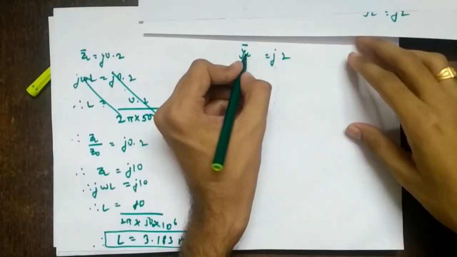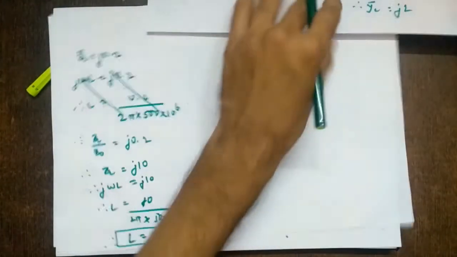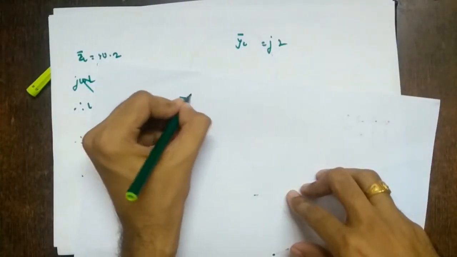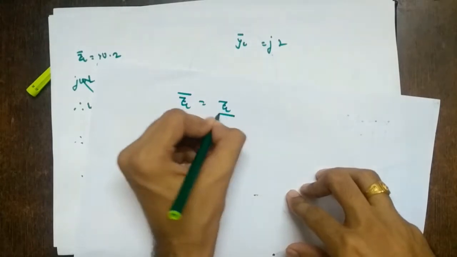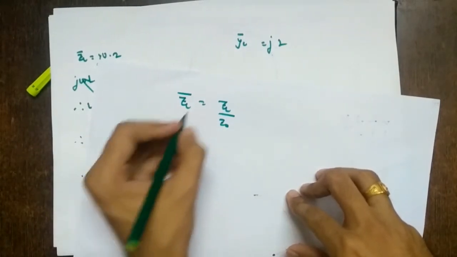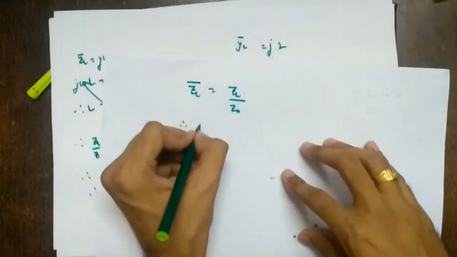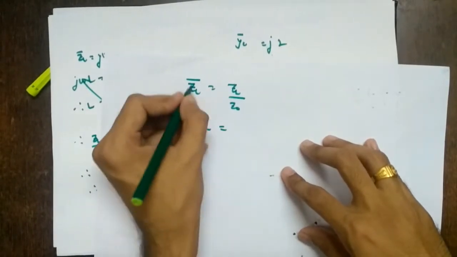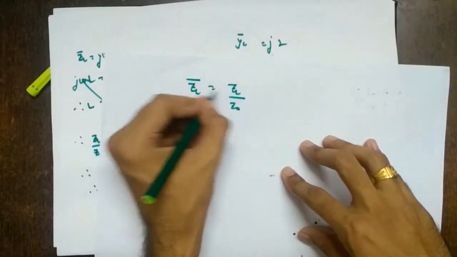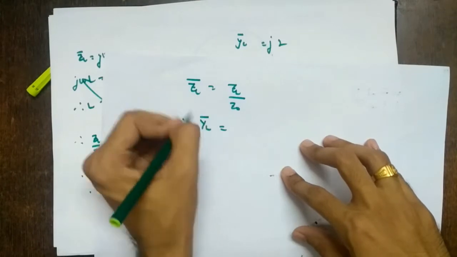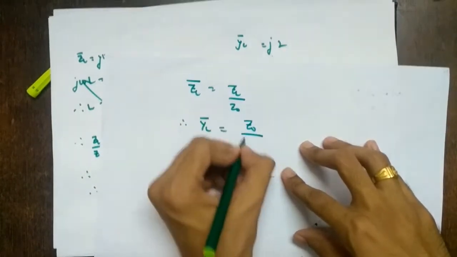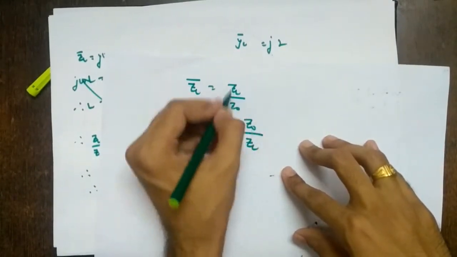So what is YC bar? For that, let's do one thing. If we have ZL bar, what do we write? ZL by Z0. I want YC bar or YL bar in one way. So YL bar will be what? The inverse of this, so I take the inverse on both sides. So 1 by ZL bar is YL bar. So this will be Z0 by ZL, the inverse of this.